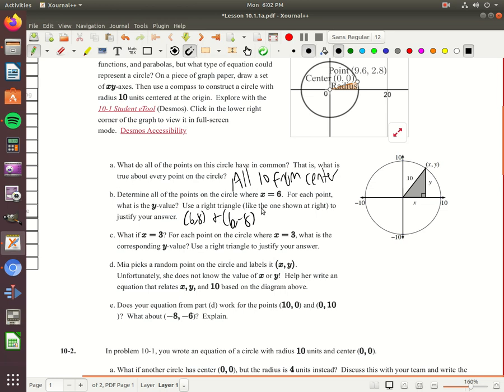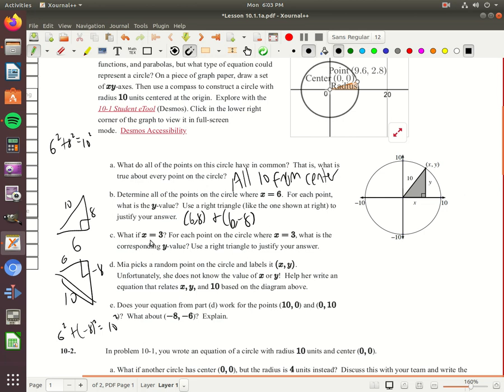It says use a right triangle like the one shown at right to justify your answer. Well, it would make sense that if I had 6 here and 8 here, then 6 squared plus 8 squared is equal to 10 squared. And that works. 36 plus 64 does equal 100. If I change this to (6, negative 8), that wouldn't really change anything. I still have that right triangle, so I can still say 6 squared plus negative 8 squared should equal 10 squared. And just what we know about negatives, that will still turn positive. I'll still get 36 plus 64 equals 100. So we were able to check that.